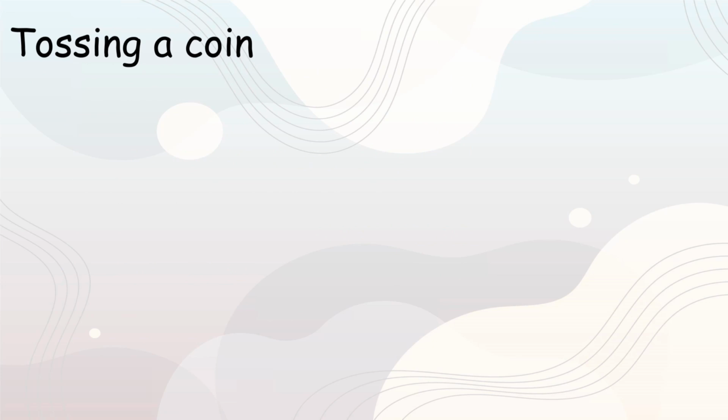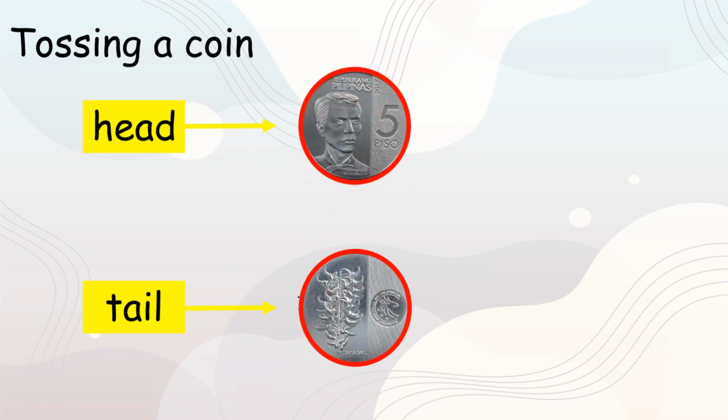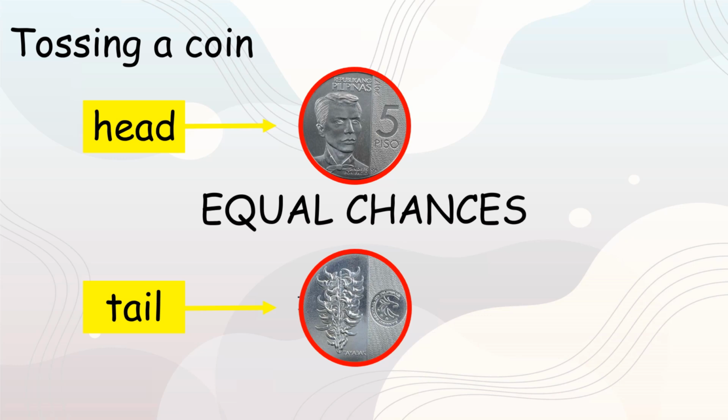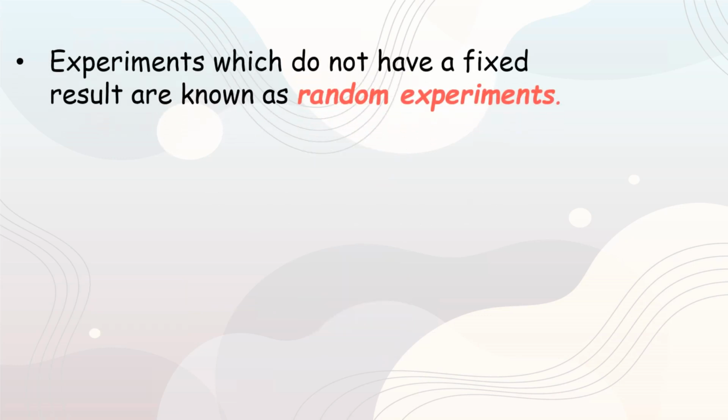So, for example, tossing a coin. So, we have the head and we have a tail. So, dalawa lang po ang pagpipilian natin dyan, no? It could be head or it could be tail. So, pag hinagis mo yan, it is possible na head ang lalabas or it is also possible na tail ang lalabas. So, equal chances po sila. Kasi dalawa lang ang pagpipilian.